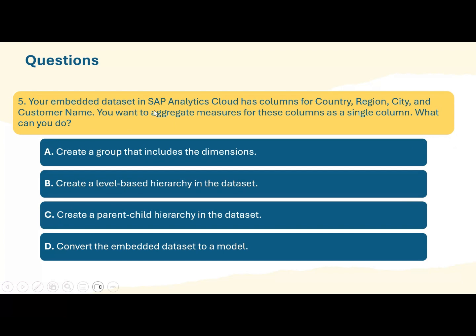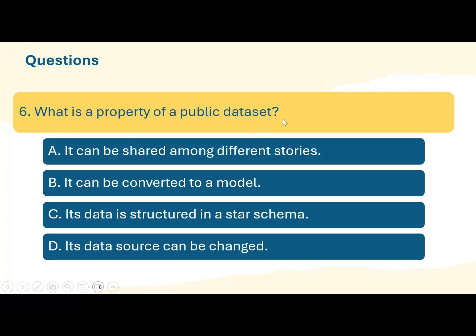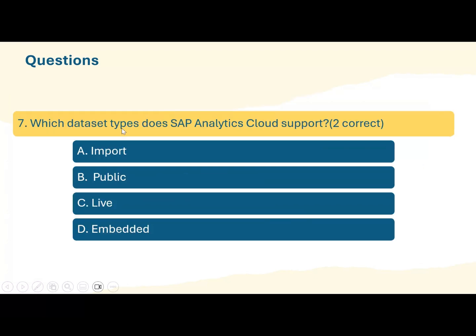Question 5: your embedded dataset in SAC has columns of country, region, city, and customer name. You want to aggregate measures for these columns as a single column. What can you do? Question 6: what is the property of a public dataset? Question 7: which dataset type does SAP Analytics Cloud support? So these are the 7 questions for today's session. We'll discuss the solution in the upcoming video.